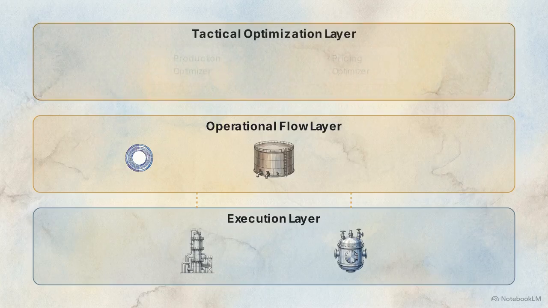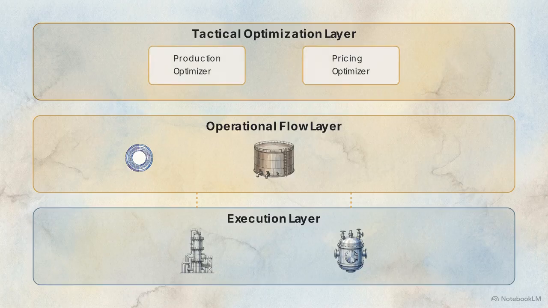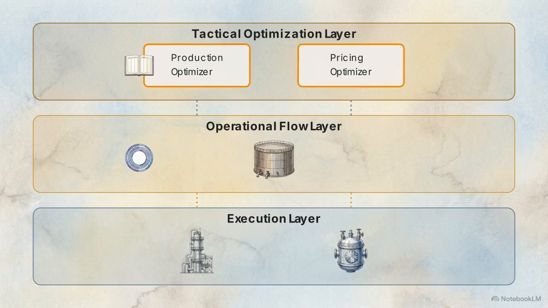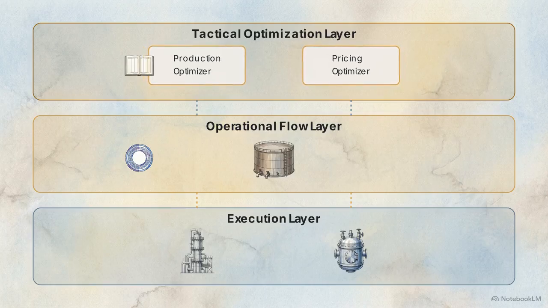Next, we add the tactical optimization layer. This grid houses algorithms like the production optimizer and the pricing optimizer. Operating on a daily to weekly cycle, this layer bridges the gap between the physical inventory flowing through the pipes and the near-term economic realities of the market. As external demand shifts and product pricing fluctuates, the tactical algorithms instantly recalculate the optimal blend recipes and product pool targets to capture the highest margins.